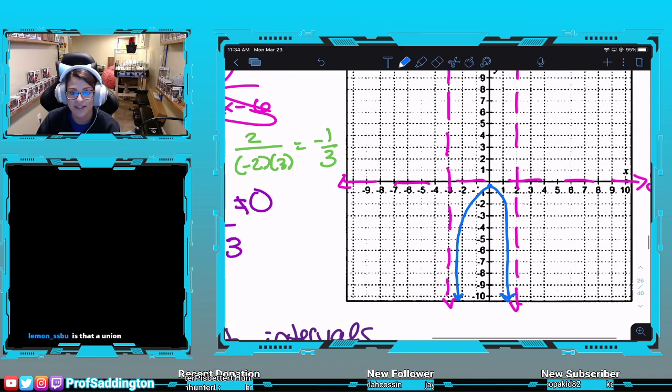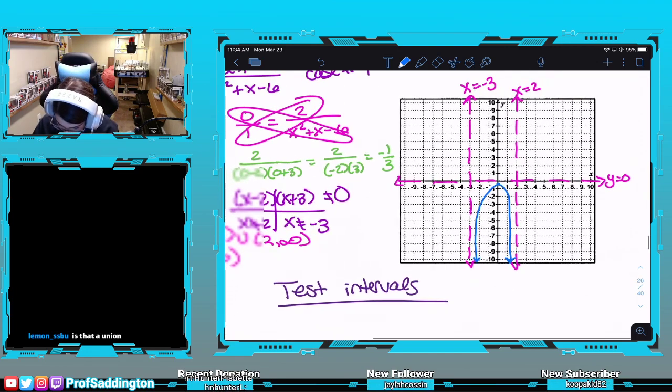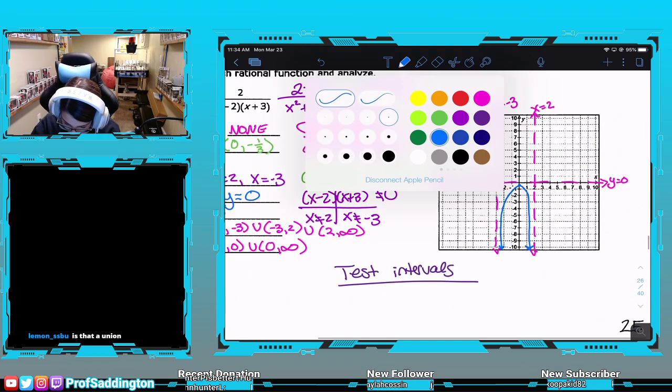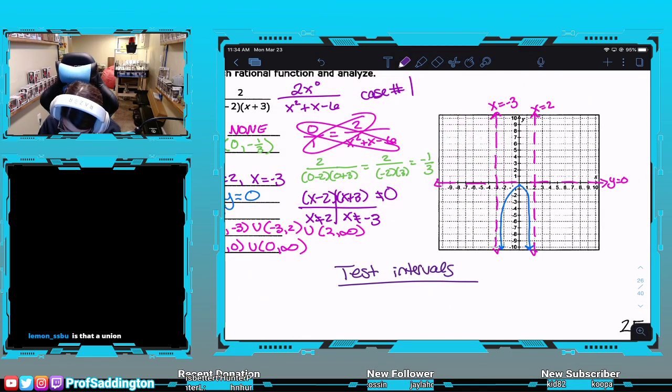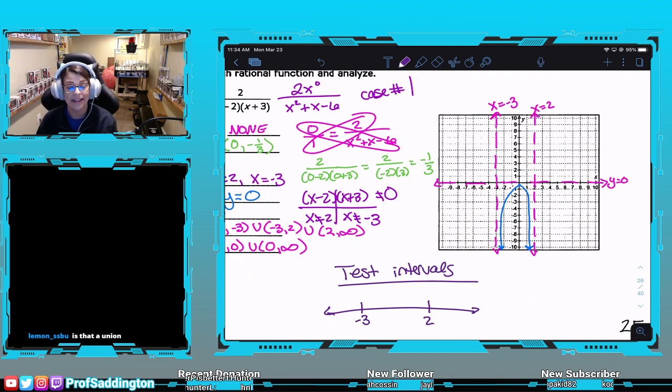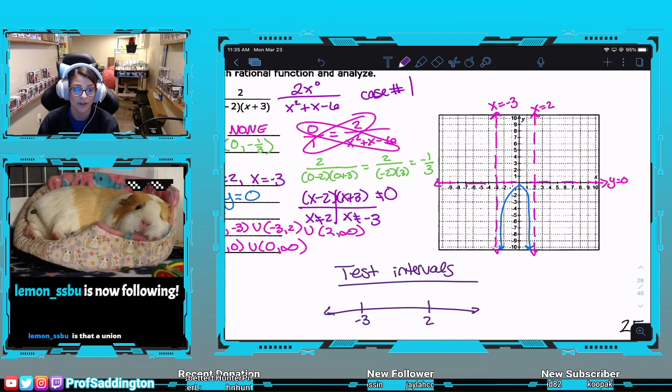A little frowny face there. So that's part of our function, but there could be more to it. That's just part of it. So in our testing intervals, I'm going to use my vertical asymptotes so I know what's happening before and after them. So we know we have negative 3 and 2. Now I'm going to pick a point before it, in the middle, and after those intervals. I'm going to test it into my function and see if we get a positive or a negative answer. That's going to tell us if it's going to be above or below the axis.